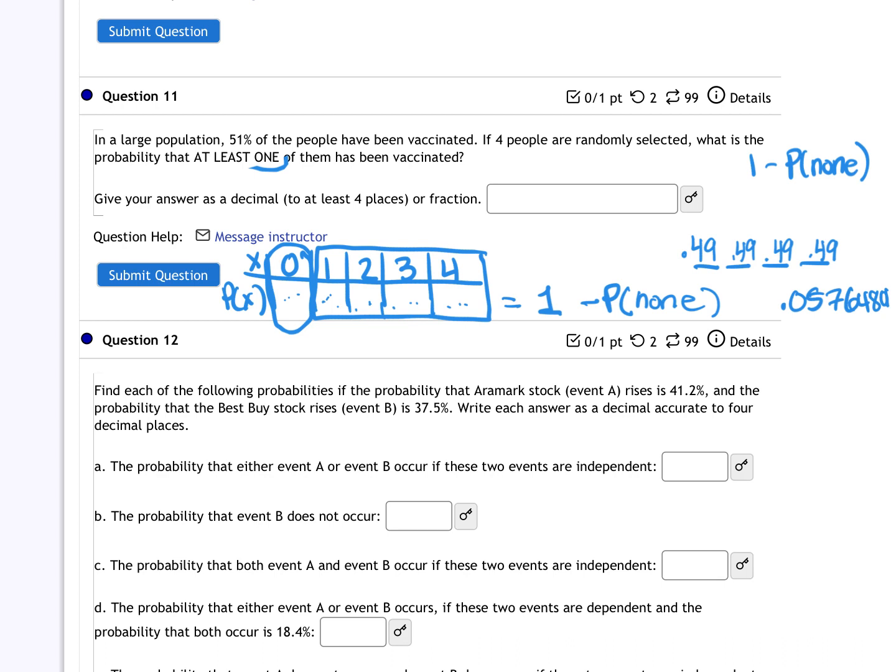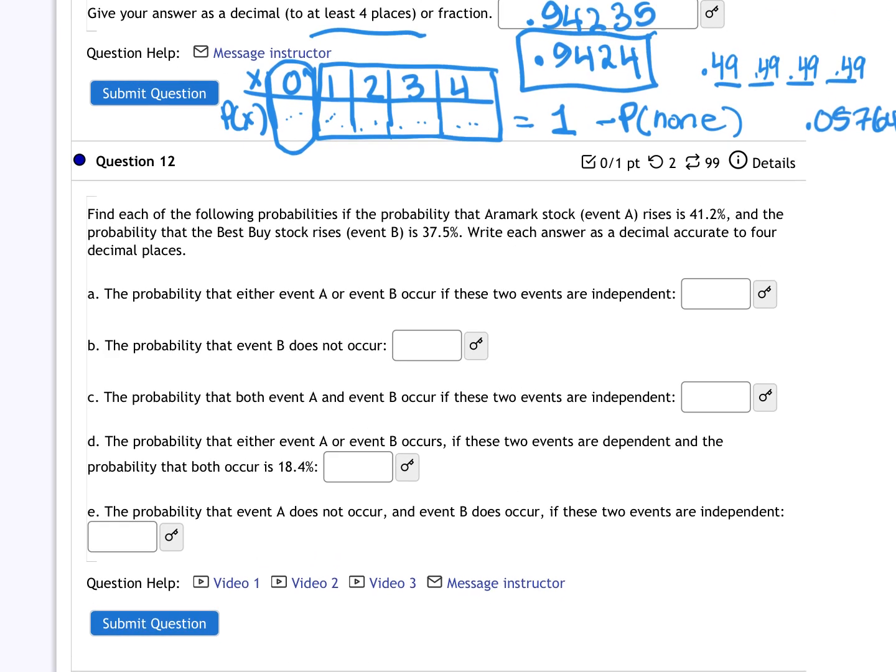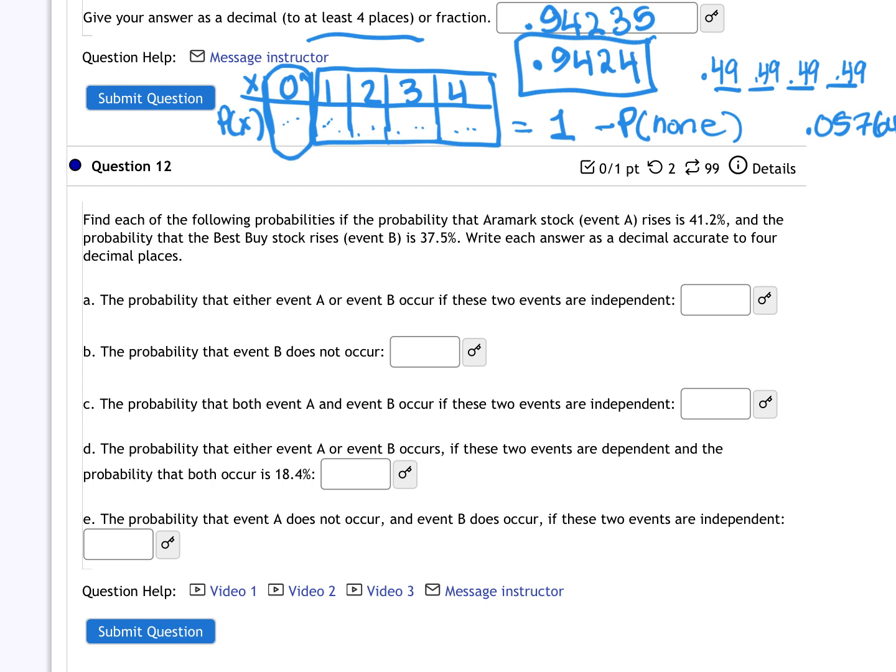1 minus that is this. Going to 4 decimal places, 4, 9, 2, 3, 5. So 4 decimal places, 0.4924. All right. So next question was 12.